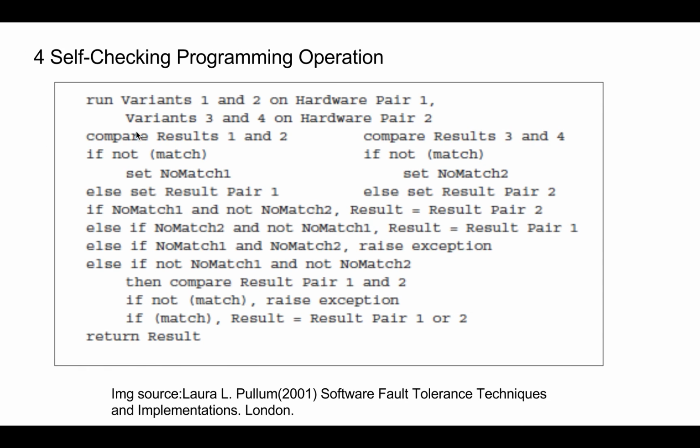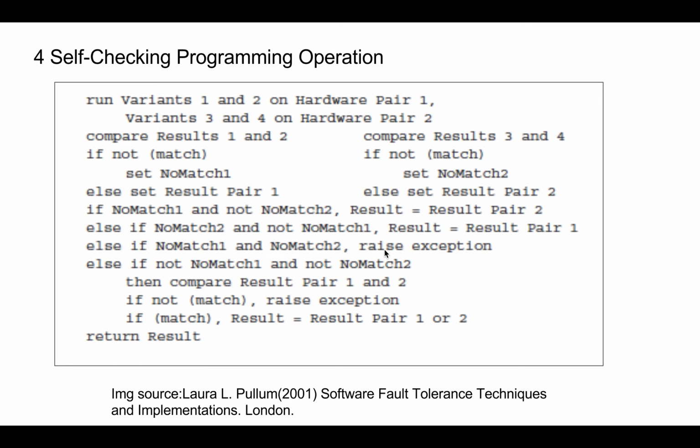Now the results of variant 1 and variant 2 are compared. If they don't match, a flag no match 1 is set indicating a pair failure. Similarly, variant 3 and variant 4 are compared and the flag no match 2 is set accordingly. If a single pair failure has occurred, the non-failing pair's results are returned as the result. If the pair results match, that is result 1 equals result 2 and result 3 equals result 4, the results of the pairs are compared.